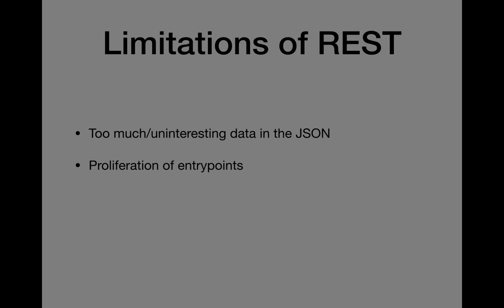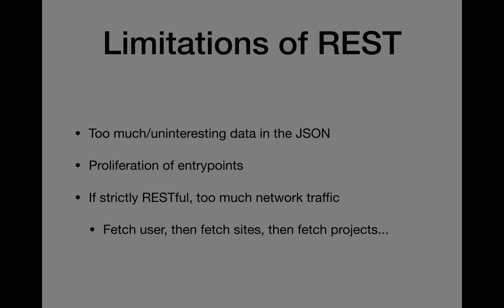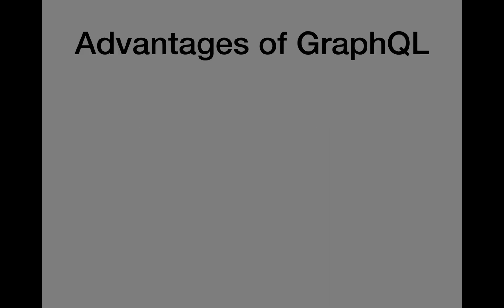Also, if you go by the book and implement RESTful architectures, then you may end up having too much network traffic, because first maybe you fetch the user, and then you fetch the sites for that user, and then the projects for that user, just to show up one page, maybe in the UI. So these are the limitations of REST that GraphQL solves.